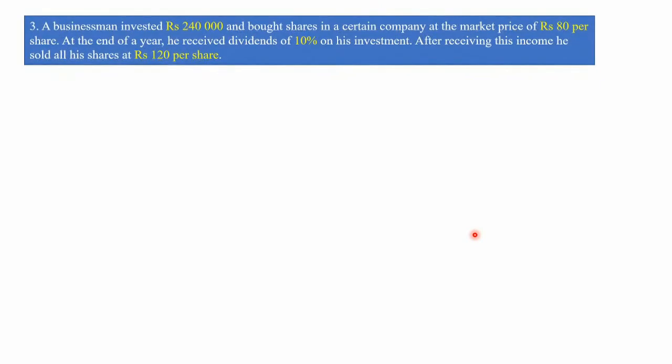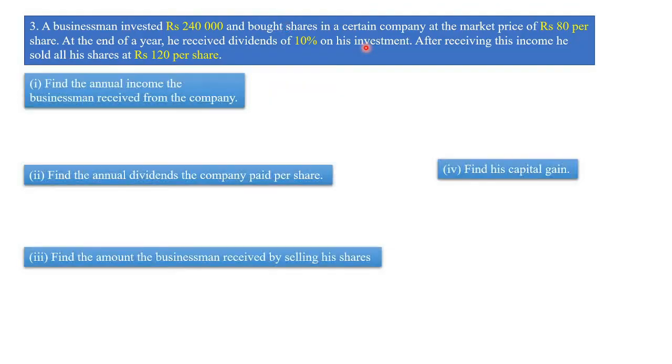Then shall we shift to the third question? A businessman invested 240,000 and bought shares in a certain company at a market price of 80 rupees per share. At the end of the year, she received dividends of 10% on the investment. After receiving the income, she sold all the shares at 120 on his investment. What is his investment?